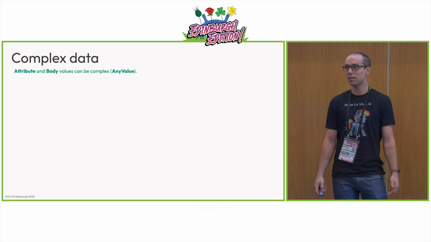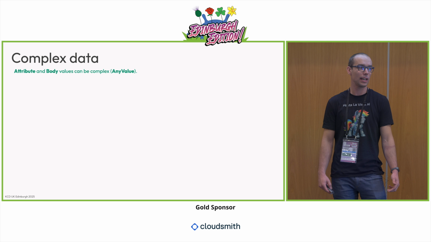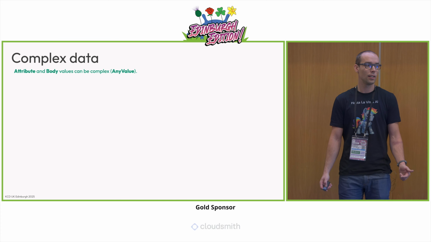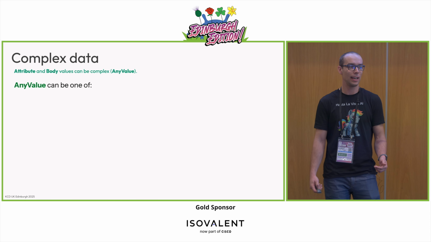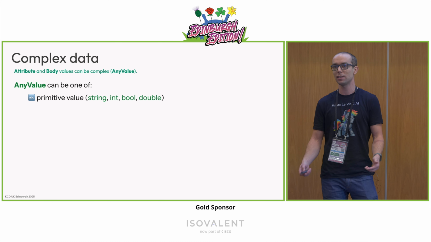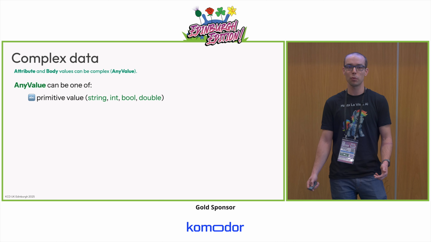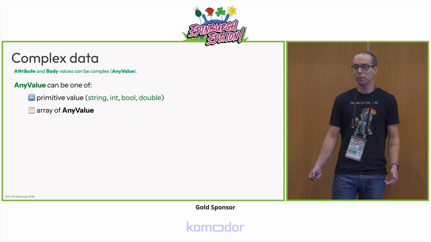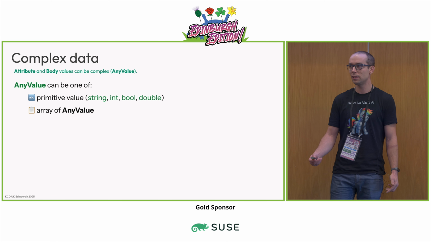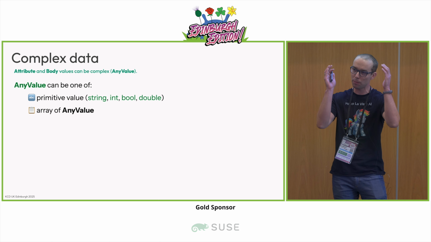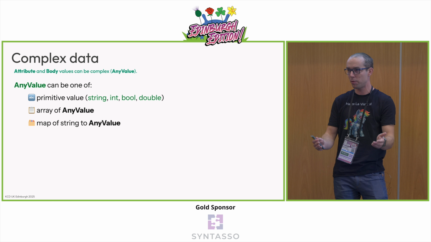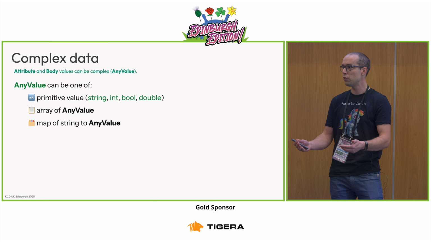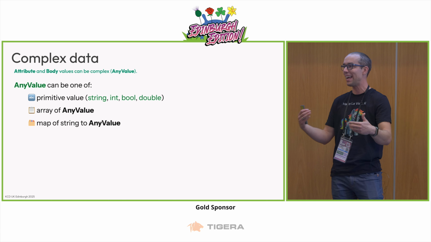And what is more interesting, the attributes and the log message body, sorry, the log record body, is a complex type. We call it any value, and it can be a primitive, of course. It can be a string, number, double floating point number. It can be an array of any value, and it is a heterogeneous array, meaning the first element can be an integer, the second can be a string, the third can be an array. It can be a map from a string to any value.